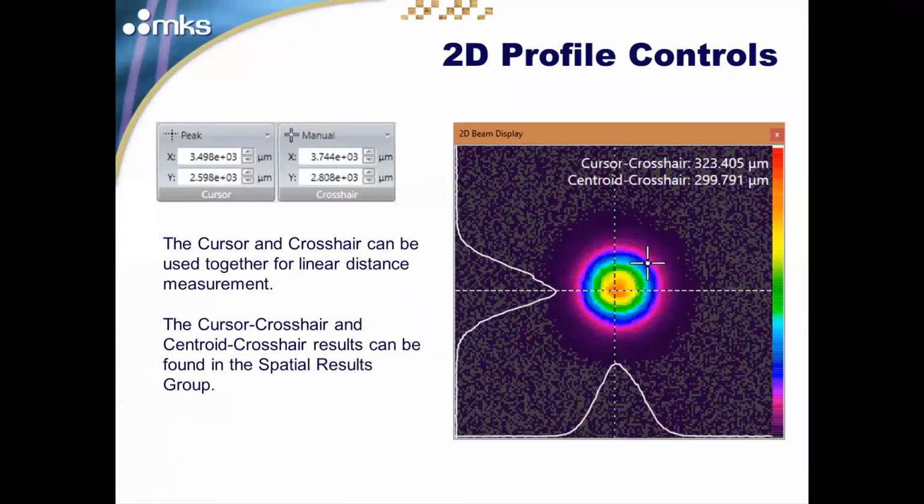And then these two features can work together to perform linear distance measurement. If you're trying to look at two features within your data, enable both of these. And then in the spatial results group, there's a cursor crosshair result, which will give you the distance between those. And we also provide a centroid crosshair result, as that's very common in users that are using multiple beams. They want to look at each of the crosshairs and find out, you know, the distance from the centroid.